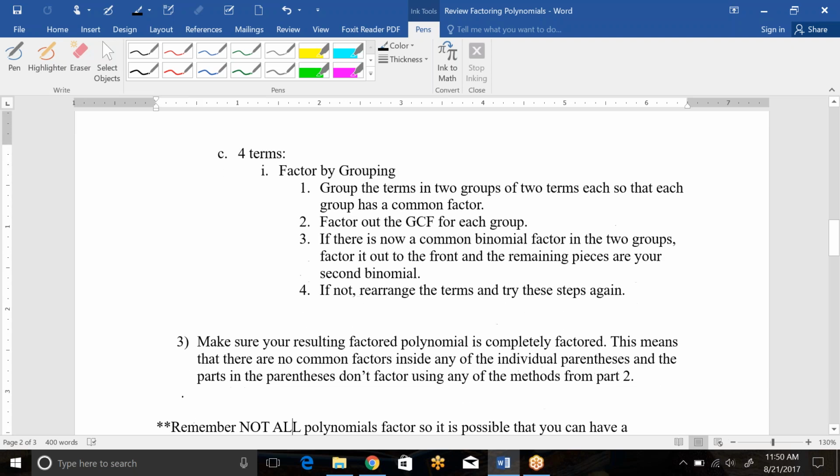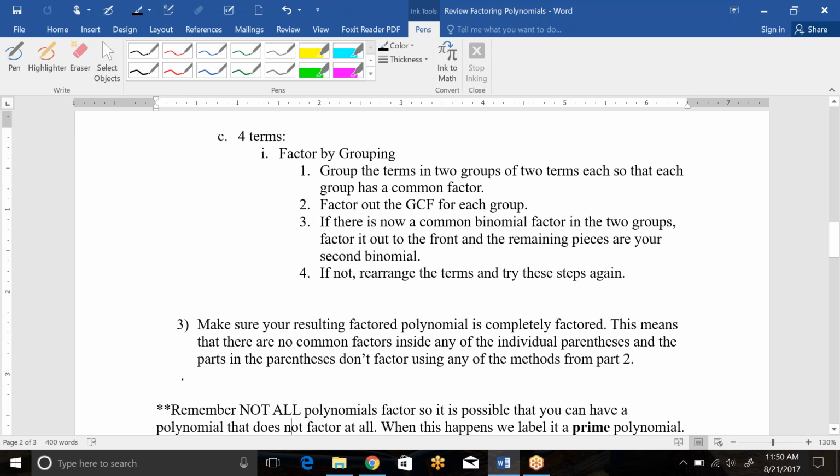Now, after you've tried one of these techniques, whether you had 2 terms, 3 terms, or 4 terms, make sure that your resulting factored polynomial is completely factored. What that means is that inside each parentheses, there are no common factors that can be pulled out. So you can't have two things inside the same parentheses that are divisible by 2, or that both have an x.